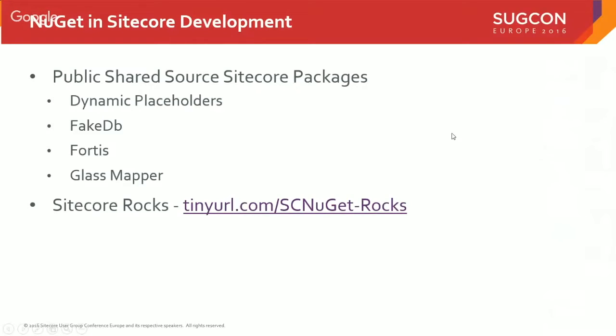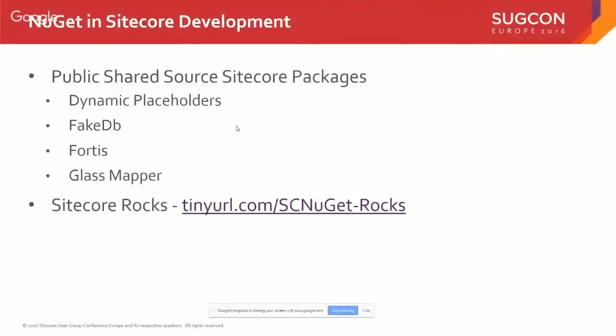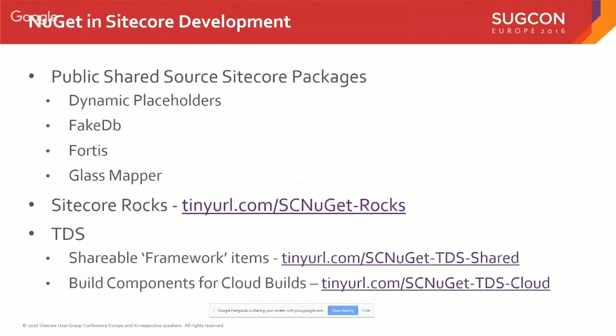Within Sitecore Rocks itself, you actually have the ability to package up Sitecore items. So you essentially do the same thing, you serialize items, and you can put that into a NuGet package, which you could share amongst your team. Similar to TDS, where TDS has the same feature. You can have shareable framework items. So you have a framework, you pass it from one project to another, and you just package them up in a NuGet package.